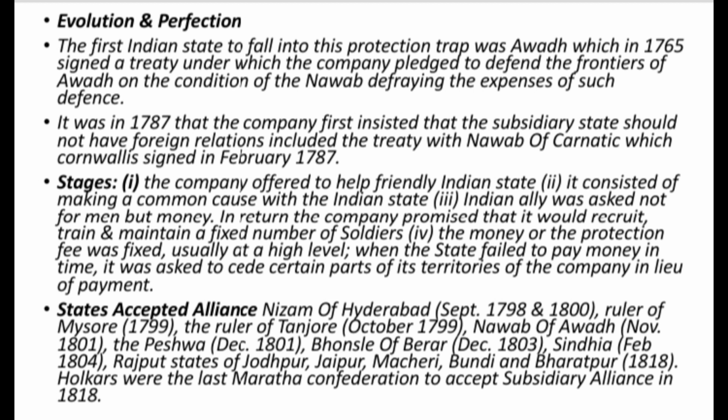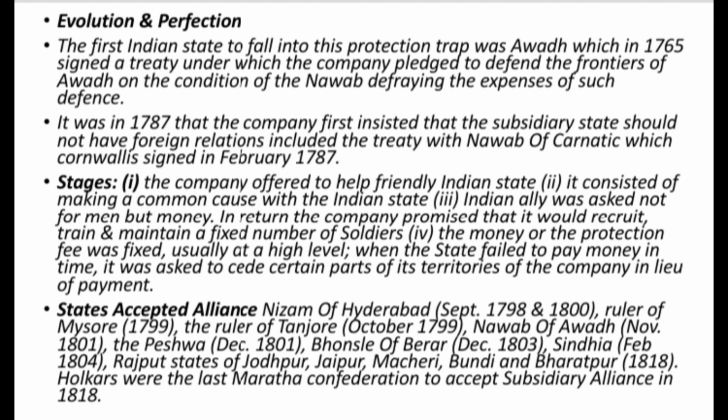Now the third stage, when the Indian ally was asked not for men but for money. In return, the company promised that it would recruit, train and maintain a fixed number of soldiers under British officers, and that the contingent would be available to the ruler for his personal protection and for keeping out aggressors.